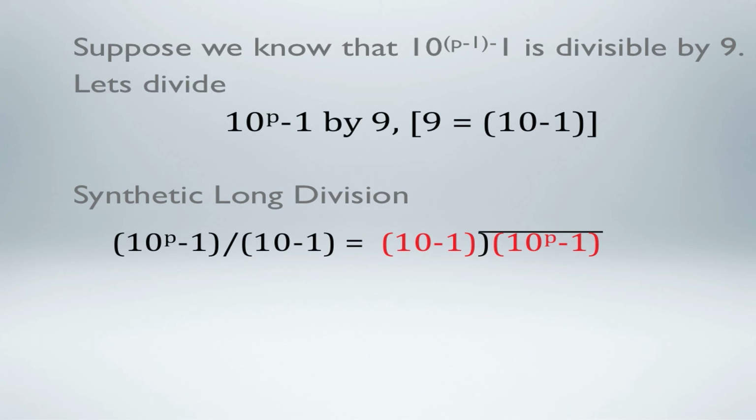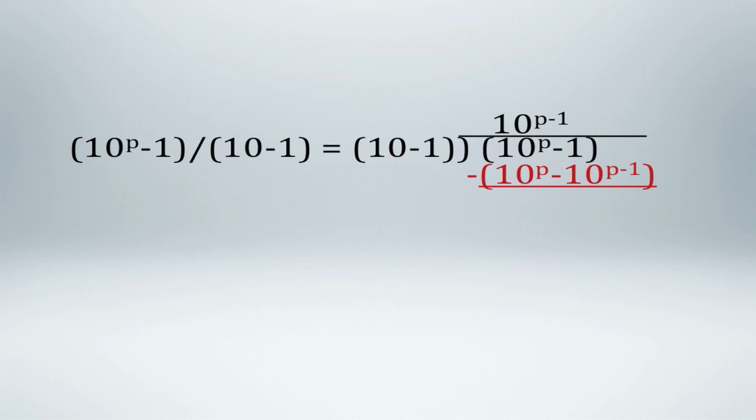I'm going to do it using the technique of synthetic long division, which I hope you're familiar with. If not, we'll have to discuss it in class. So I want to look at 10 to the p minus 1 and see if it's divisible by 9. Look at the left-hand side of the equal sign in the bottom expression. We have 10 to the p minus 1 divided by 9, or I've written it as 10 to the p minus 1 divided by 10 minus 1. Now we write it in synthetic long division form on the right-hand side of the equation.